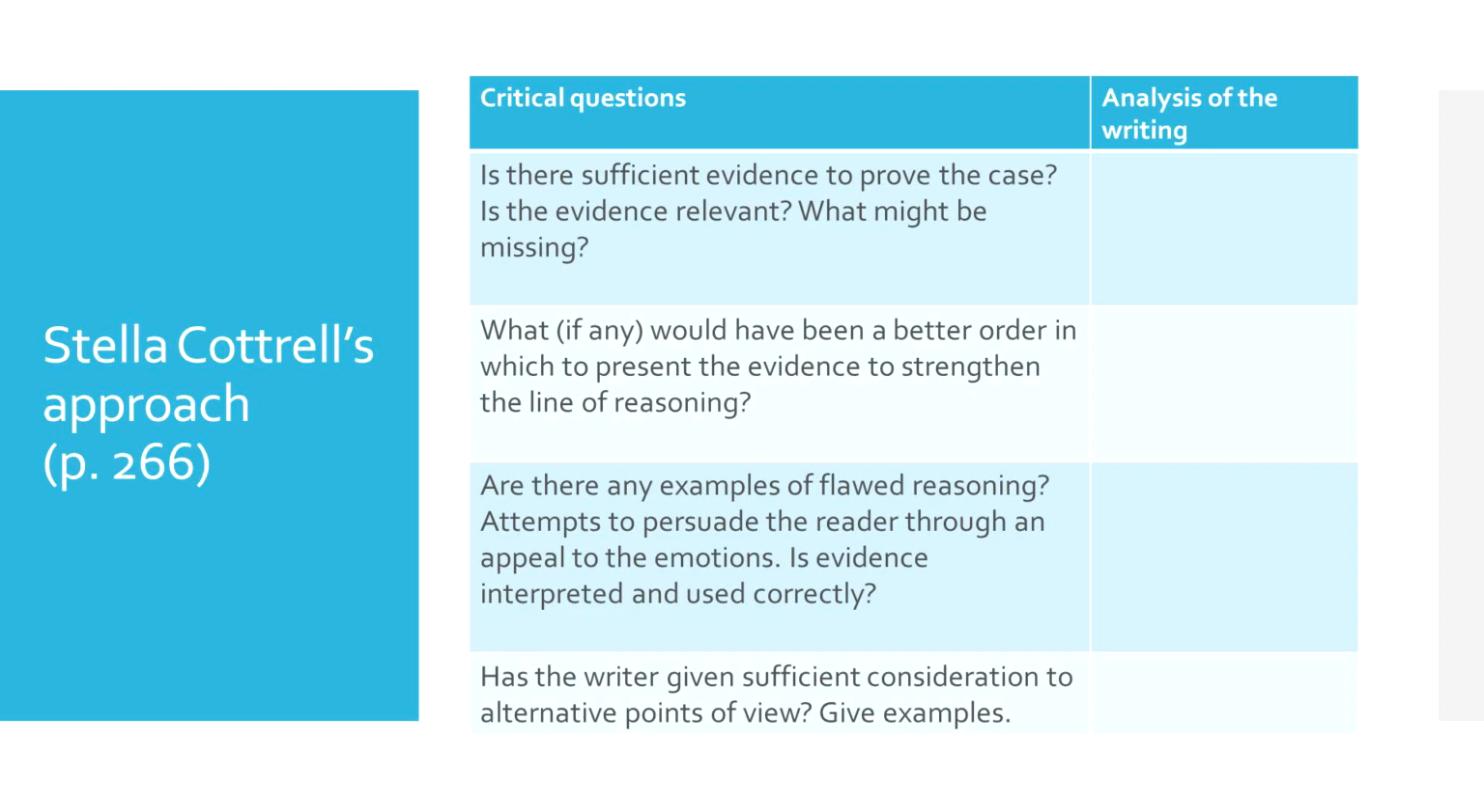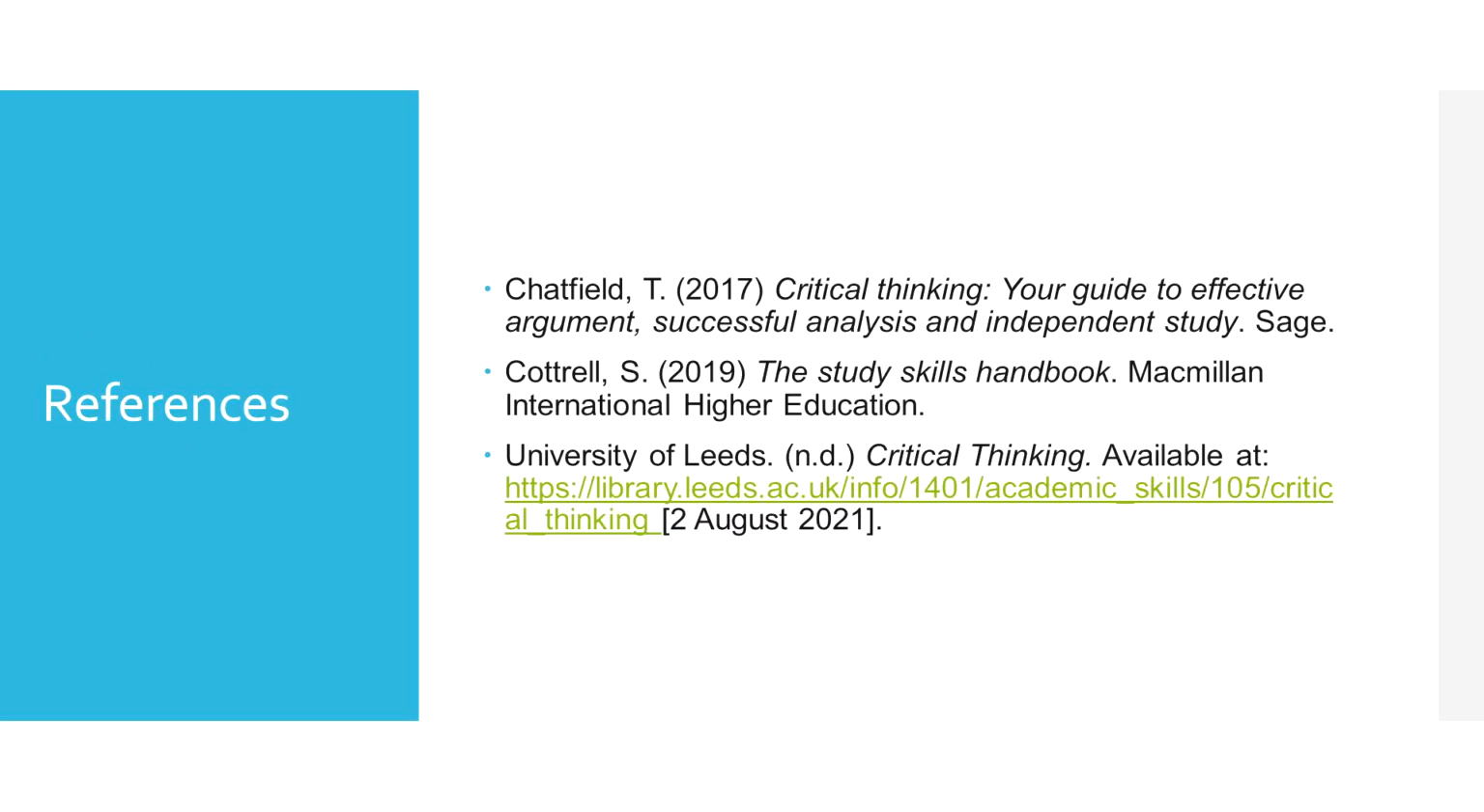And then finally, has the writer given sufficient considerations to alternative points of view? And in this question, you can give examples if you would like to. And it's always good to look out for that final question, because if there are not alternative points of view that have been presented in that research paper, then quite possibly there could be bias within the way that that has been written, and it's really important to look out for that.